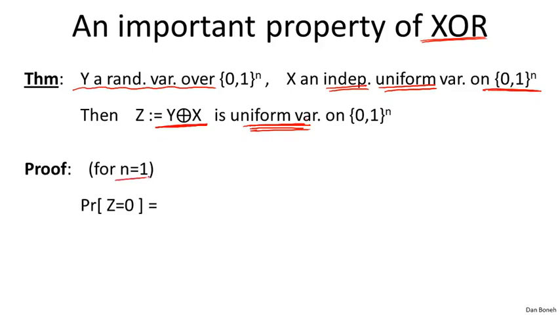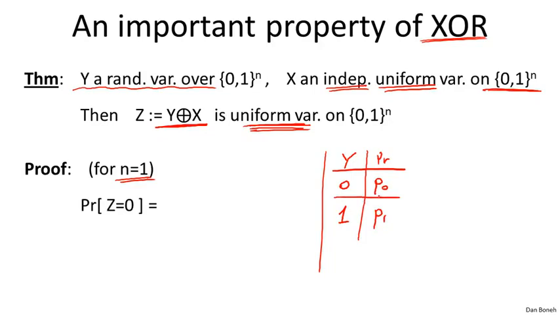Let's just prove it for one bit, so for n equals 1. The way we'll do it is we'll basically write out the probability distributions for the various random variables. For the random variable y, it can be either 0 or 1. Let's say that P0 is the probability that it's equal to 0, and P1 is the probability that it's equal to 1. Okay, so that's one of our tables.